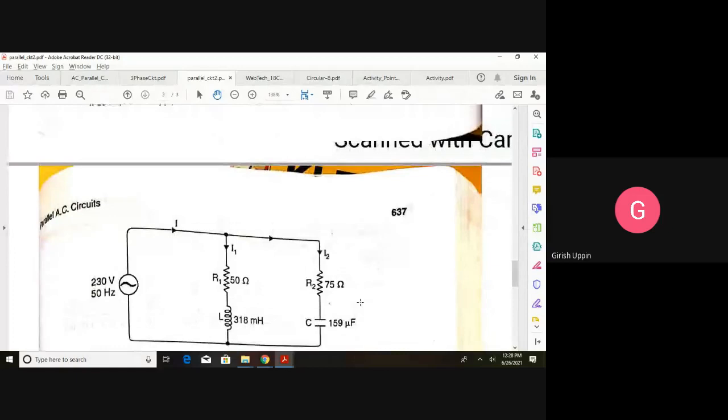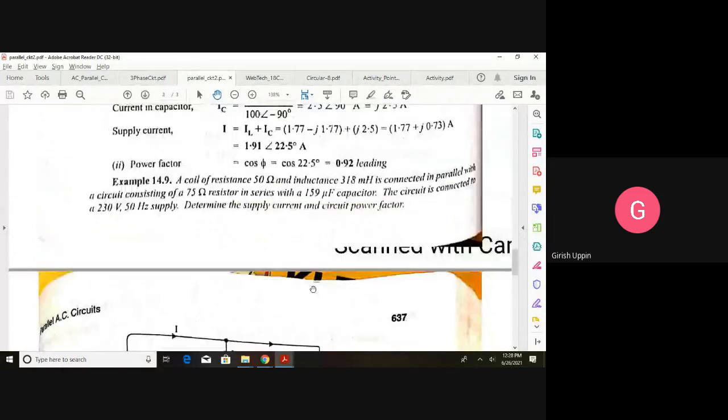We have one more example here. Here we have an RL and an RC combination.